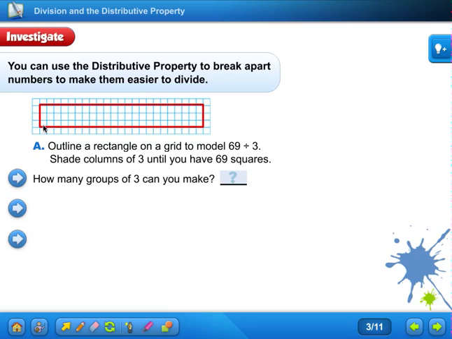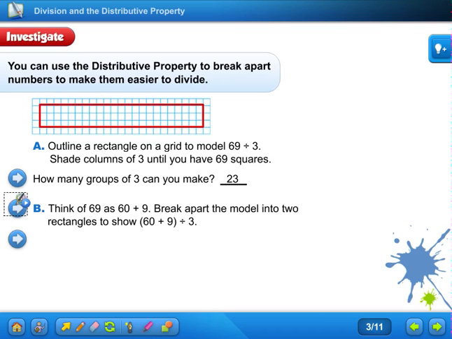We can start from this side. 1, 2, 3, 4, 5, 6, 7, 8, 9, 10, 11, 12, 13, 14, 15, 16, 17, 18, 19, 20, 21, 22, 23. Let's see if we're right. Crossing my fingers. 23. Ta-da! We did it. Awesome job. All right, let's go to the next question.